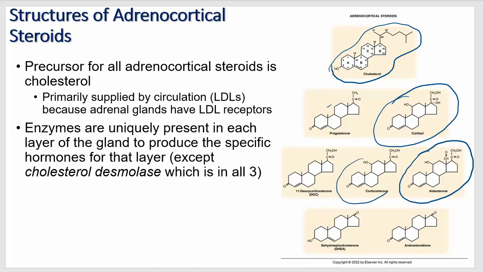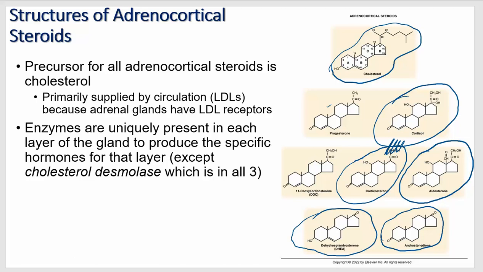Corticosterone is another type of cortisol. Okay, so it's a glucocorticoid. So these are both glucocorticoids here. And aldosterone is a mineralocorticoid. And then we have down here DHEA and androstenedione, and those are androgens, okay, which cause things like hair production and growth.